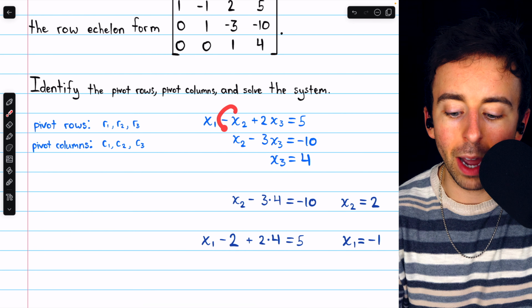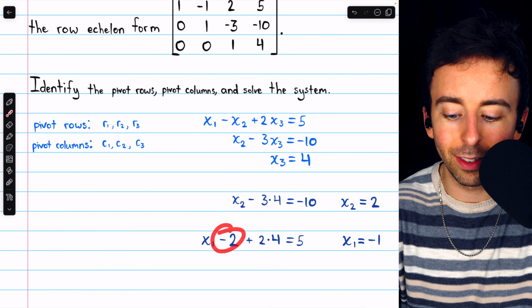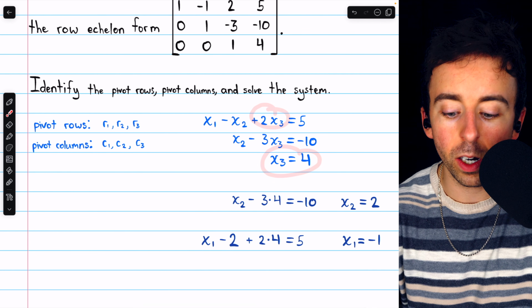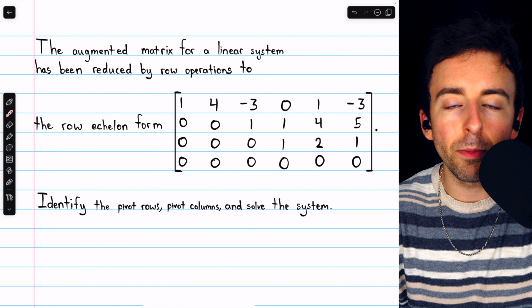Again, notice we had minus x2 in that first equation, but x2 equals 2, so we have minus 2. We also have plus 2x3, but we know that x3 is 4, which is why we see that plus 2 times 4. Here's another example that's a bit harder.